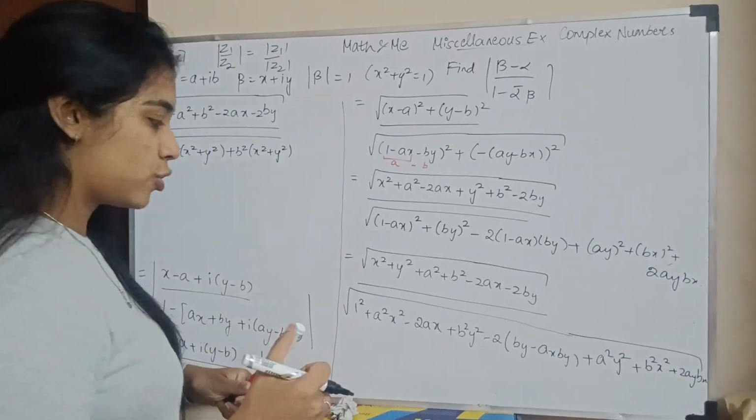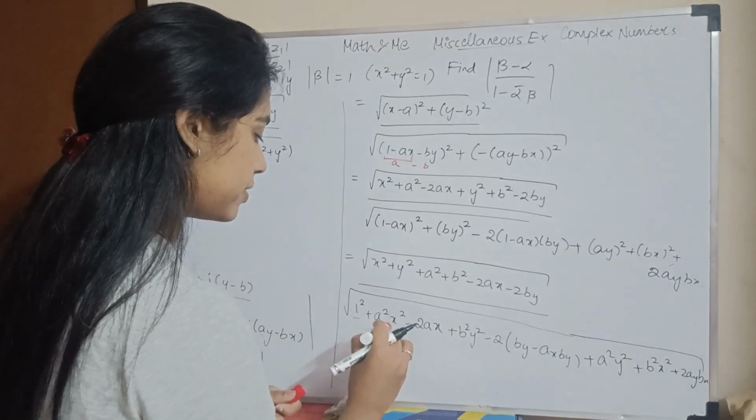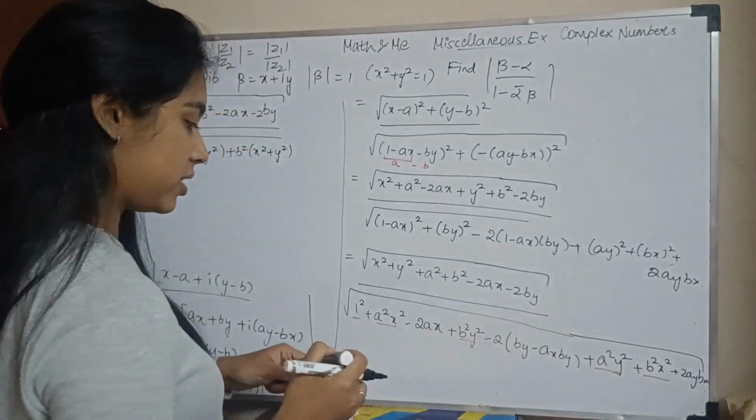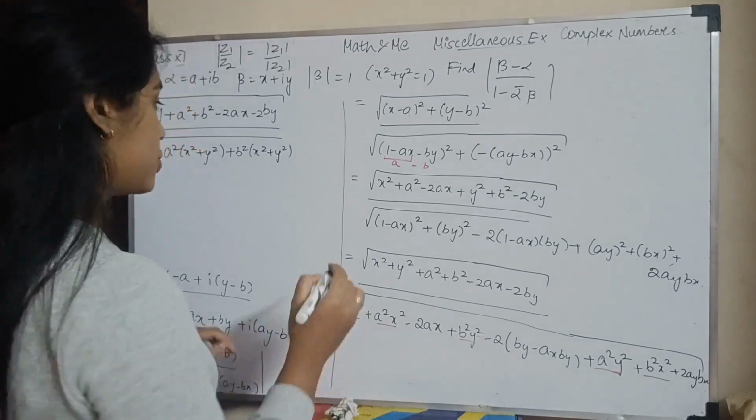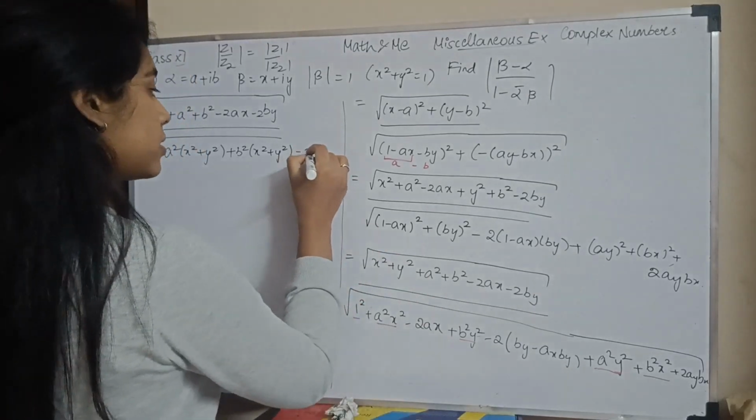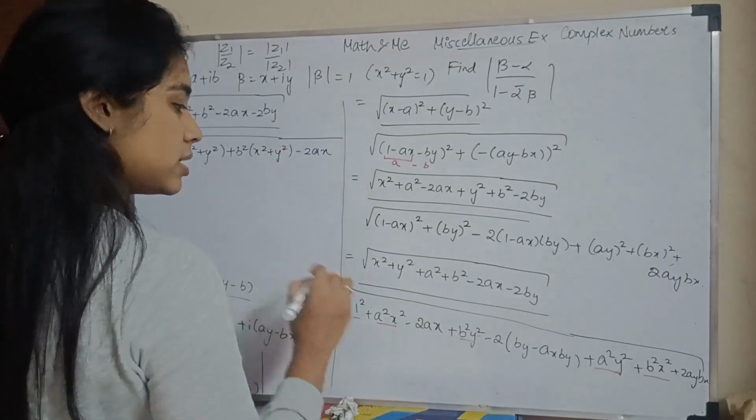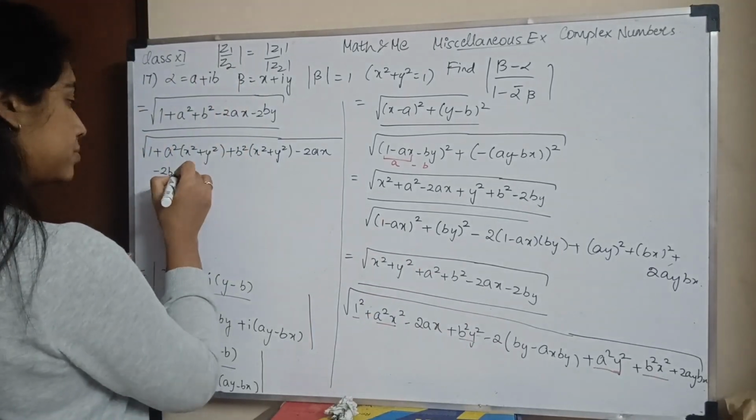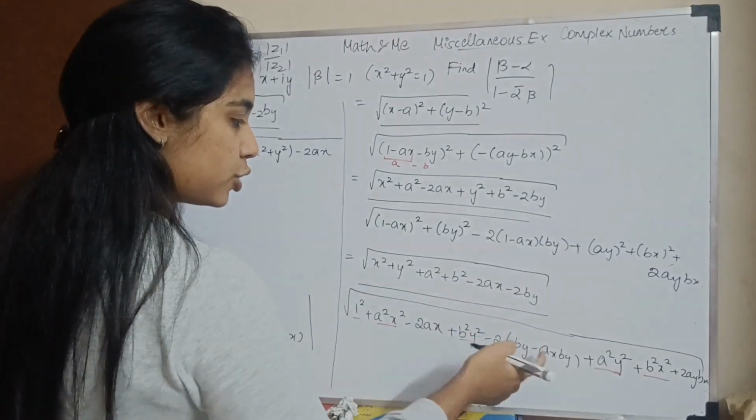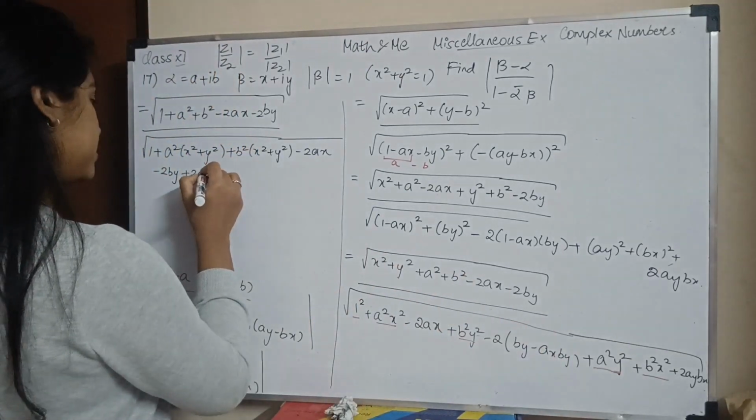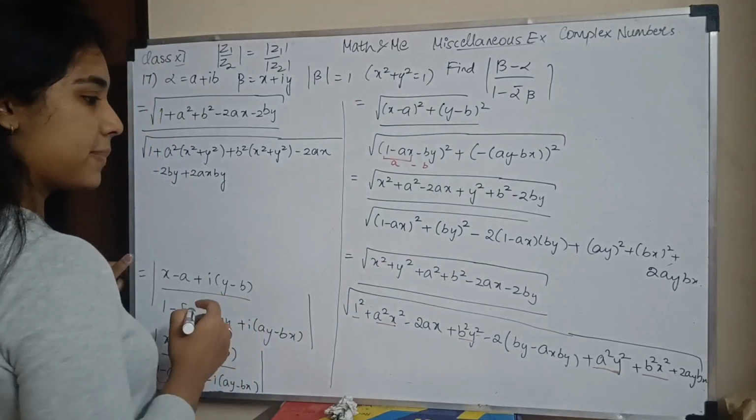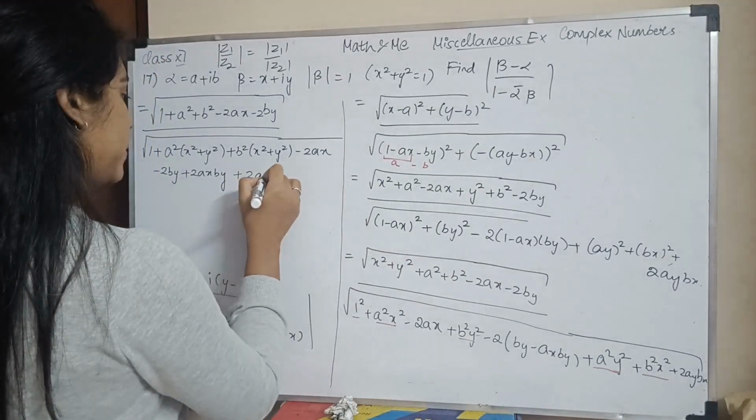Now which terms are done? We wrote this. We wrote this. So these are my remaining terms. What are the remaining terms? Minus 2ax, minus 2by, plus 2ax by, plus 2ay bx.